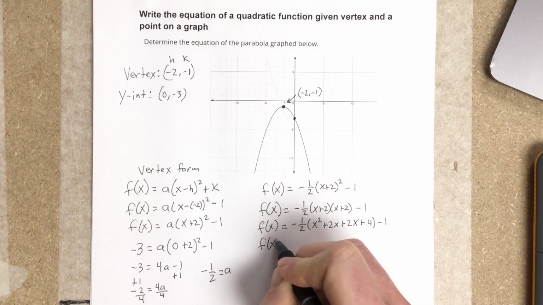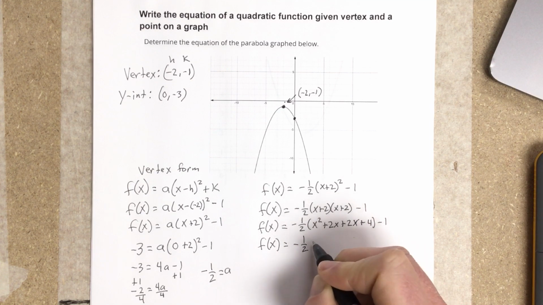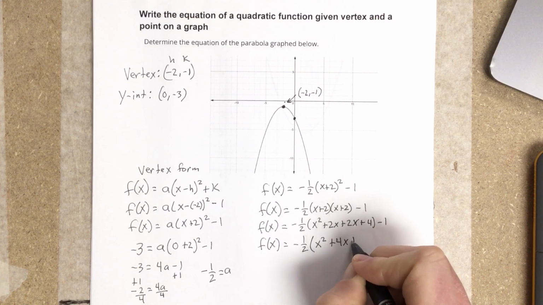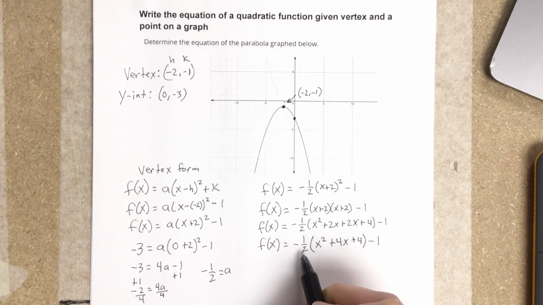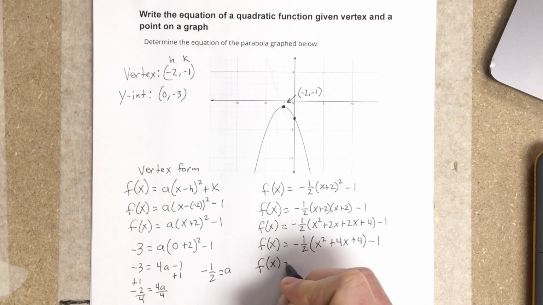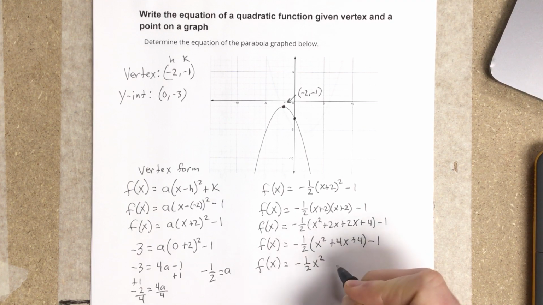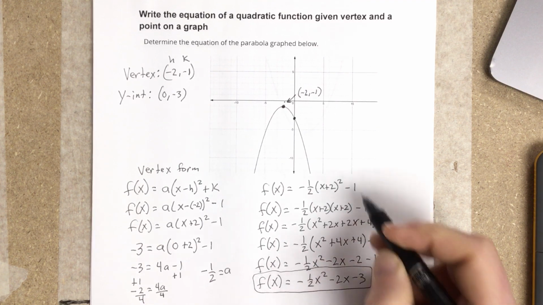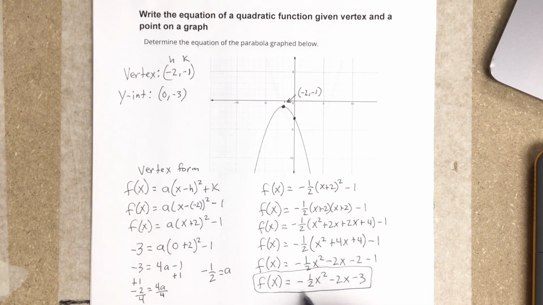So f of x is equal to -1/2. Let's go ahead and combine like terms. We get x squared plus 4x plus 4 minus 1. Now we'll distribute the -1/2 to each term. -1/2 x squared minus 2x minus 2 minus 1. So we end up with -1/2 x squared minus 2x minus 3. And that's our equation in, we would call that general form. So this would be vertex form, of course, and now this is general form.